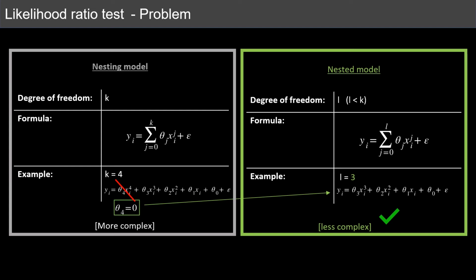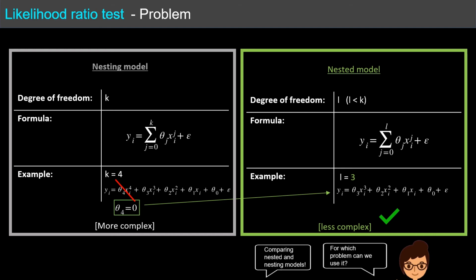So what we have to think about is, can I reduce the degree of freedom in such a way that I do not significantly decrease the performance of the model? And at this point, our likelihood ratio test comes in. It allows us to estimate if a nested model is significantly worse in terms of performance than its nesting model.